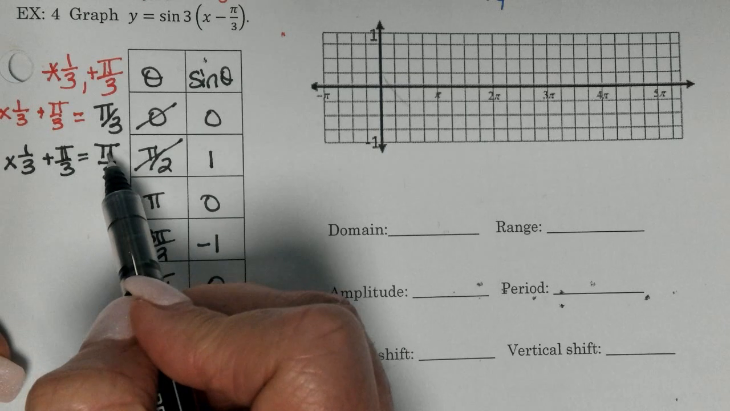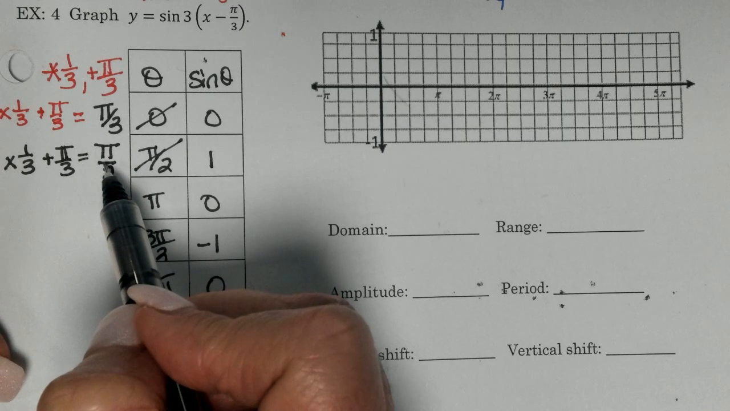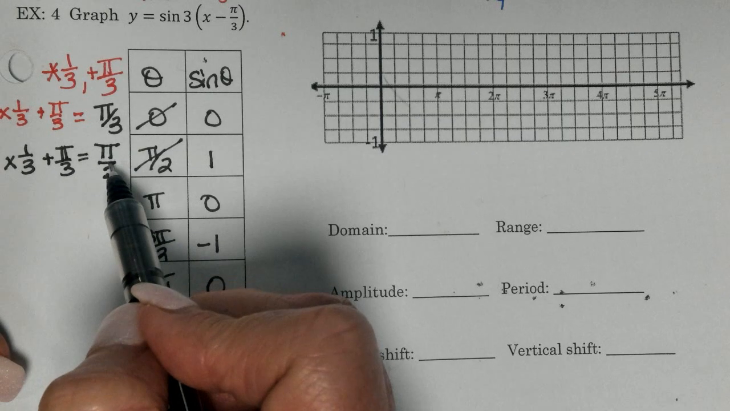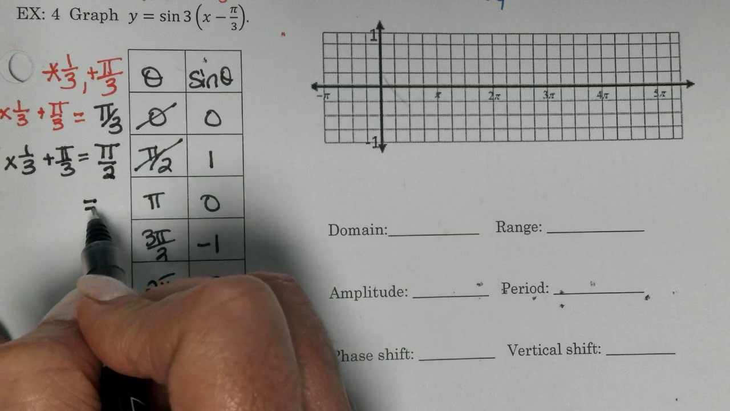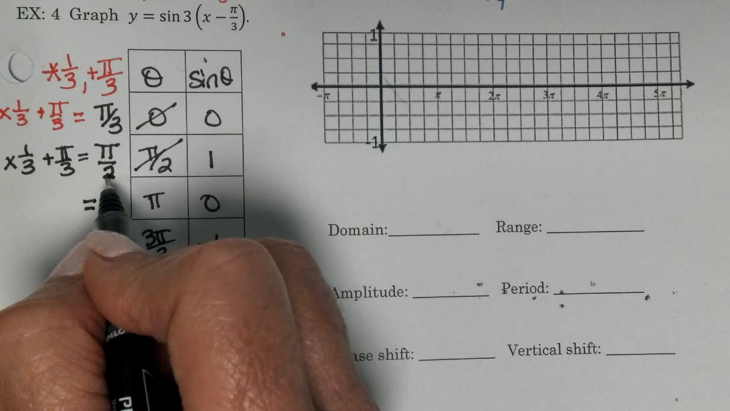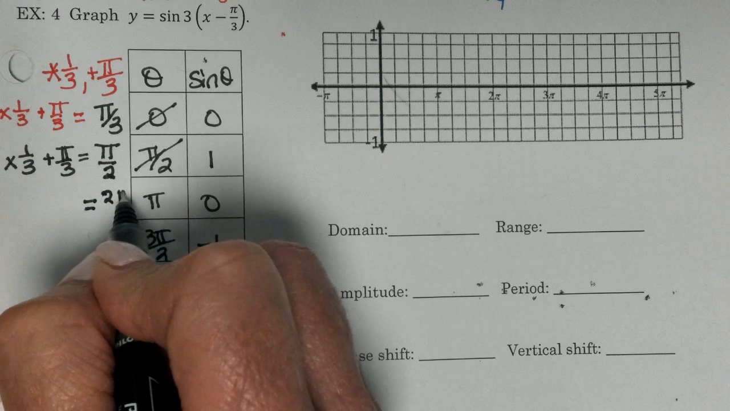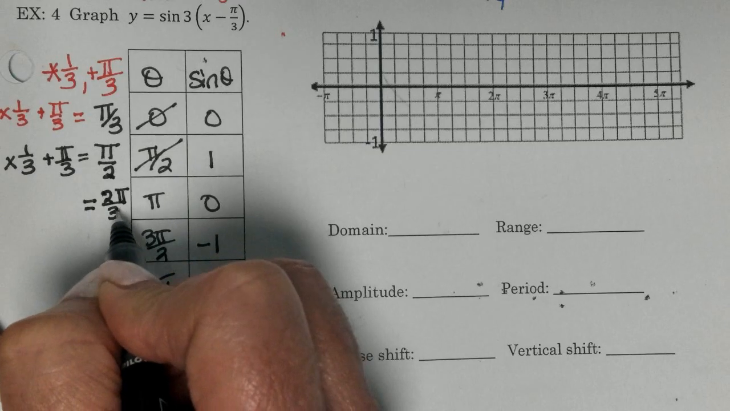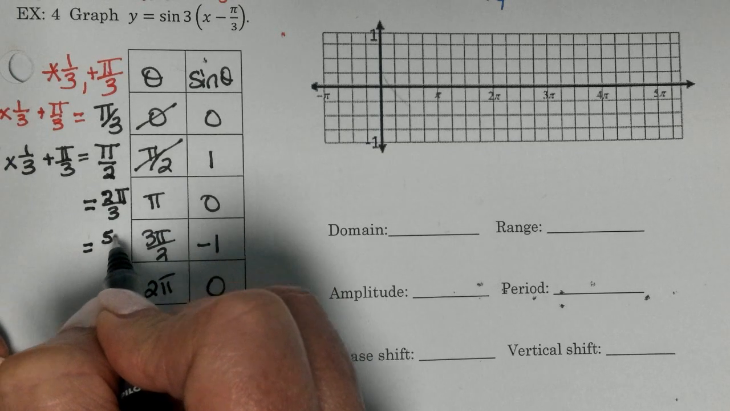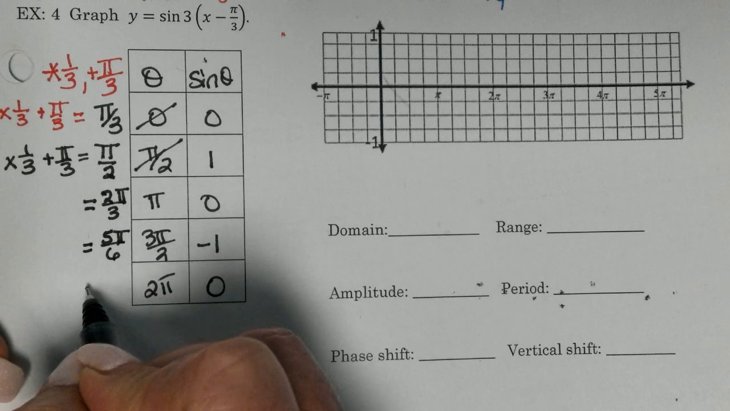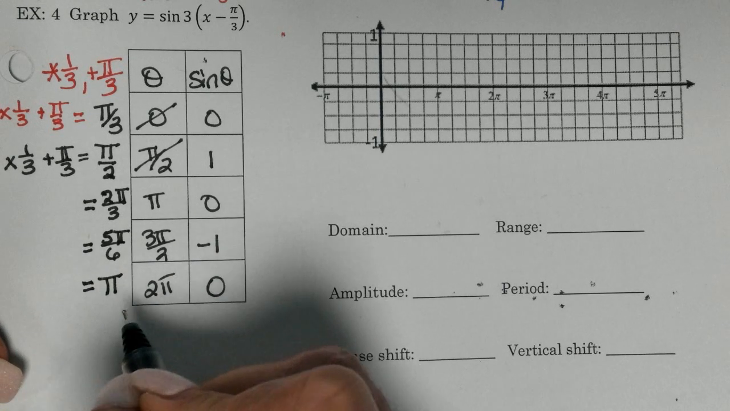This is increasing by pi over 6 radians, or 30 degrees. So if you go around the unit circle, what's 30 degrees past pi over 2? It is 2 pi over 3. What's 30 degrees past that? That would be 5 pi over 6. What's 30 degrees past that? We have pi.